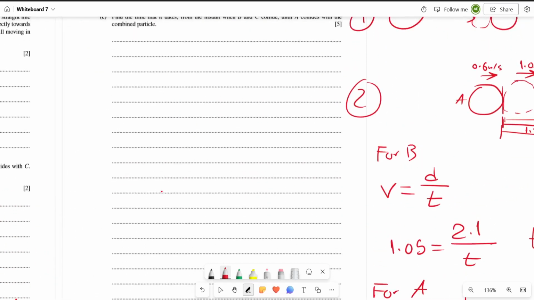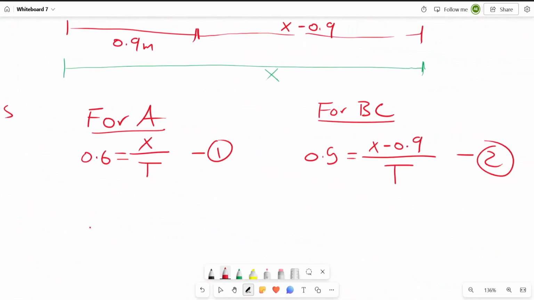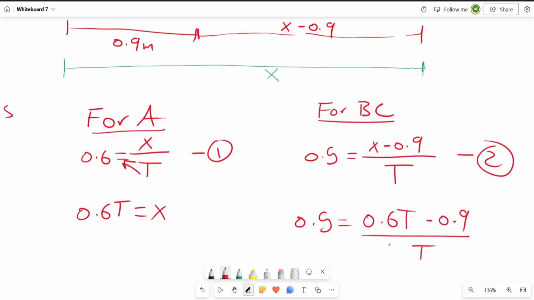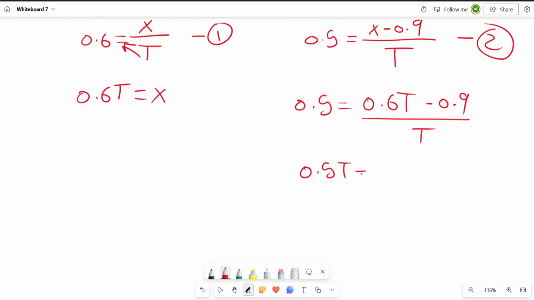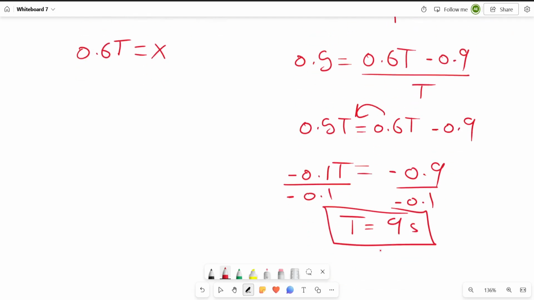So we're interested in what, the distance or time? It says find the time it takes from the instant B and C collide. Okay, so we're interested in time. So something useful that we can do is multiply by t over here. So 0.6t equals x, and then substitute it in this x. That way we eliminated x from the equation. So we're going to have 0.5 equals x, which is 0.6t minus 0.9, over t. Multiply t both sides. This is going to be 0.5t equals 0.6t minus 0.9. I can move this 0.6 over there. It's going to be 0.5 minus 0.6. That's negative 0.1t equals negative 0.9. Divide both sides by negative 0.1. I'll get t equals 9 seconds. And this is how to solve this question.